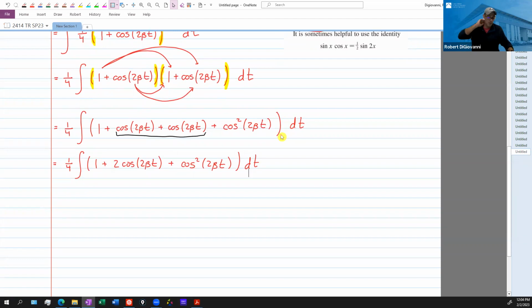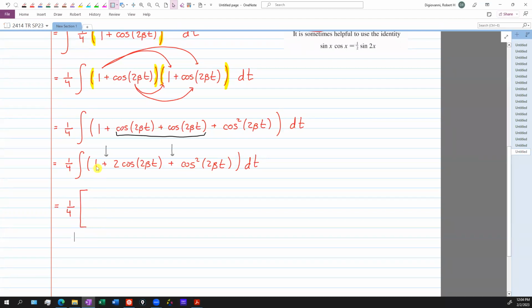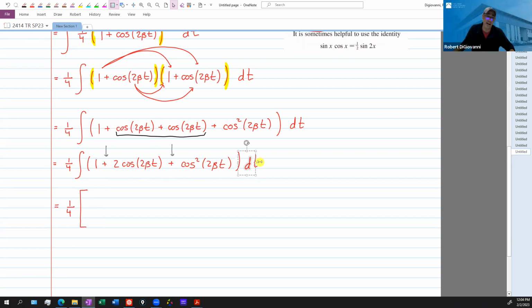Now take a look at this integral. I have separation by addition here, so I can do them one at a time. Let's put a 1/4 out here and let's put a bracket. What is the antiderivative of 1 in this particular case? Just t. That's right, the antiderivative of 1 is t because we're integrating with respect to t, not x or u or anything else.